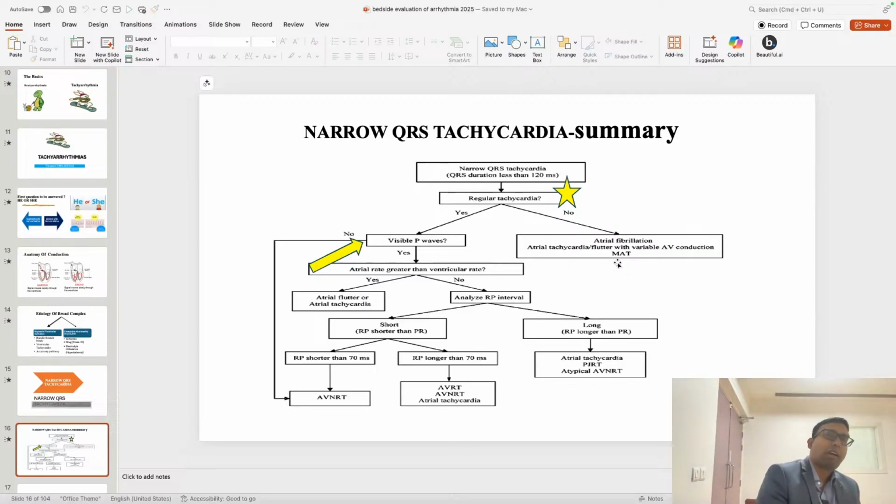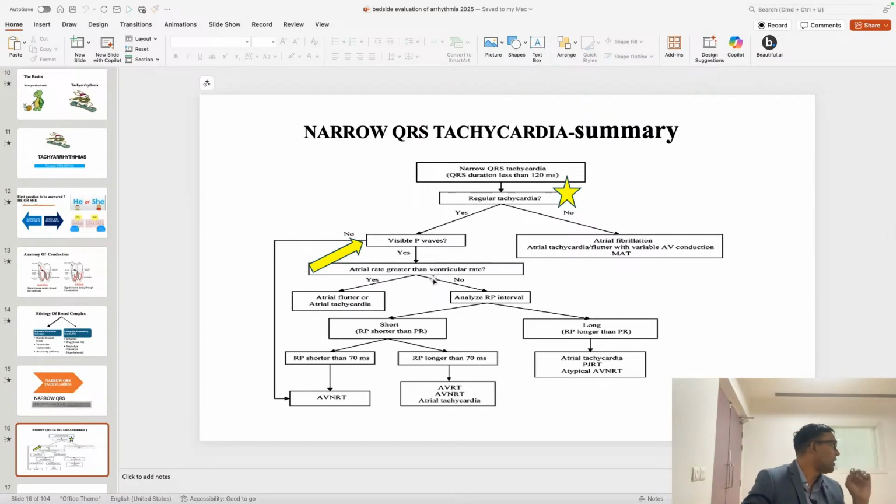Now coming to the regular. So in regular, what are we going to look for? Whether you are getting a P wave or not. Okay. So first thing, if you are able to see the P wave, where are you going to expect the P wave? The P wave will be inside the QRS. The P wave will be prior to the QRS. The P wave will be after the QRS. These are three possibilities.